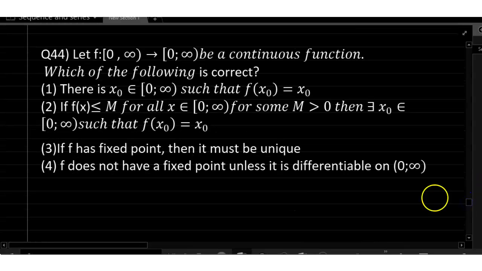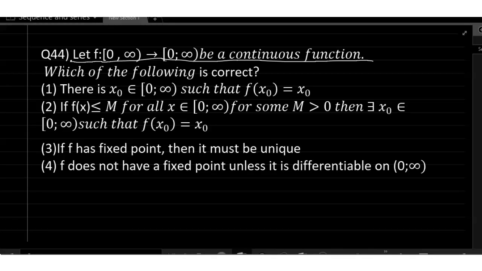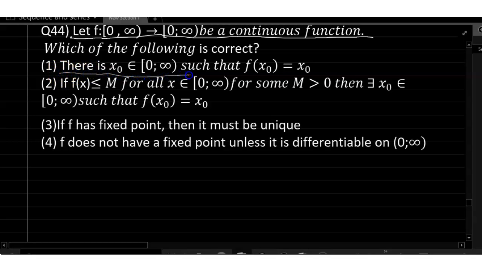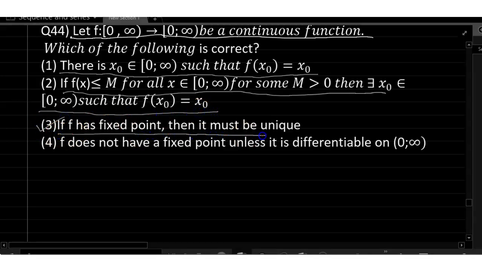Next, let f from 0 to infinity to 0 to infinity be a continuous function. Which of the following is correct? There is x0 belonging to 0 to infinity such that f(x0) is equal to x0 if f(x) is less than or equal to m for all x belonging to 0 to infinity for some m greater than 0. There exists x0 such that f(x0) is equal to 0. If f has a fixed point then it must be unique. And f does not have a fixed point unless it is differentiable on 0 to infinity.